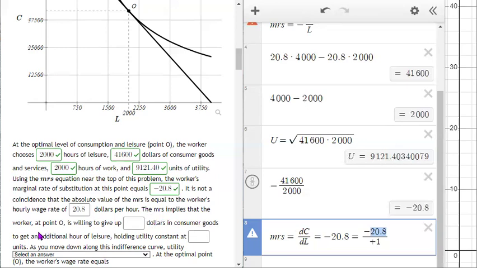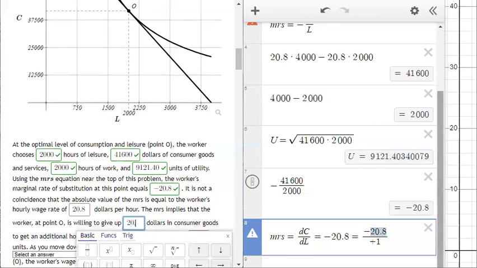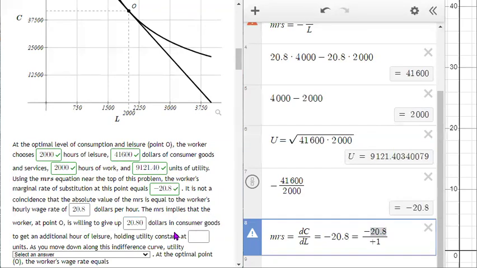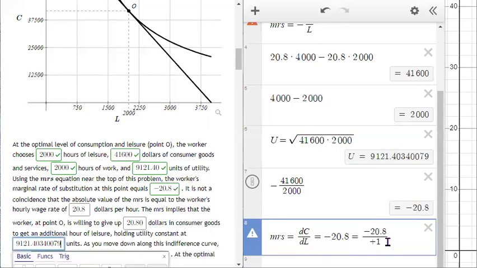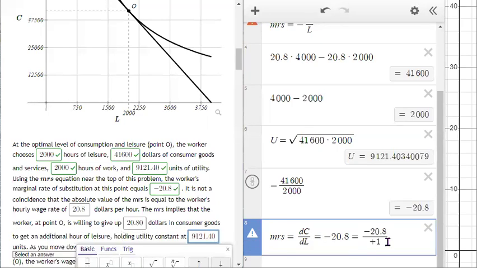The MRS implies that the worker at point 0 is willing to give up $20.80 in consumer goods to get an additional hour of leisure. So this is the additional hour of leisure, and this is the drop in consumption. And we're holding utility constant at whatever it was. To 2 decimal places, it's 0.4, in my case.